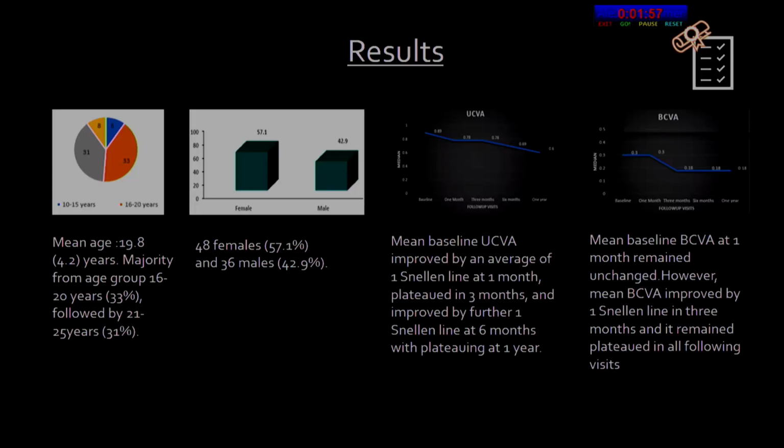The mean baseline UCVA improved by one Snellen line at the end of 1 month, plateaued over 3 months, further improved at the 6 months, and then plateaued. The mean baseline BCVA remained unchanged.